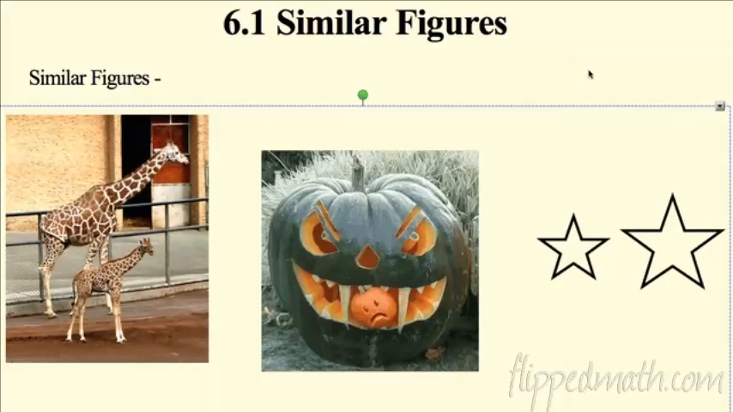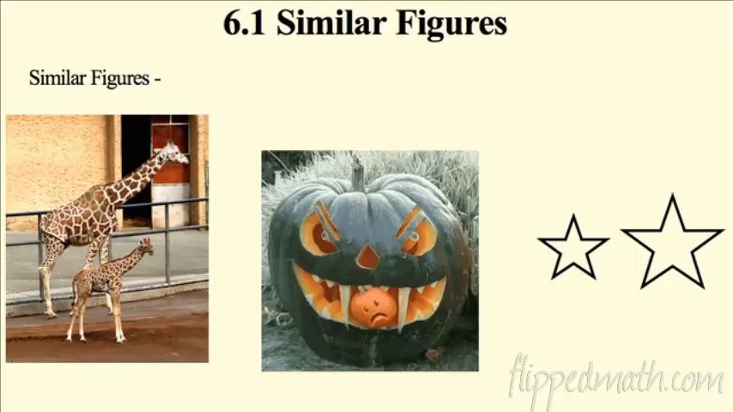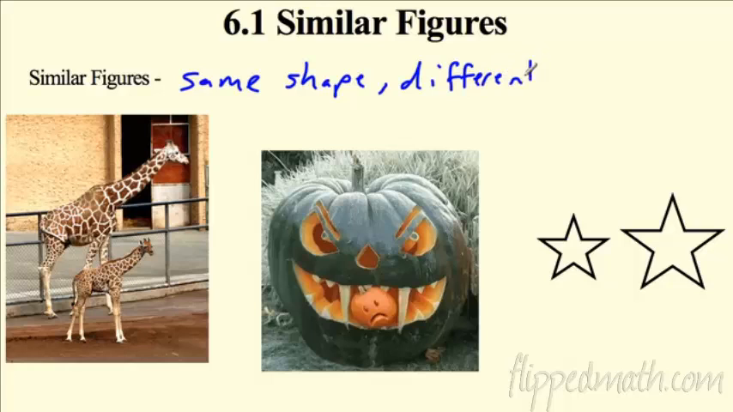We're talking similar figures. What are similar figures? Well, here are some examples. I've got a mama giraffe and a baby giraffe, a big pumpkin with a little pumpkin, and these two stars. Similar figures are what? They are the same shape. If they were congruent, that means same shape, same size. Similar means same shape, different size. So we're going to take that shape, make it a different size, but keep the shape the same, and that's going to be similar.